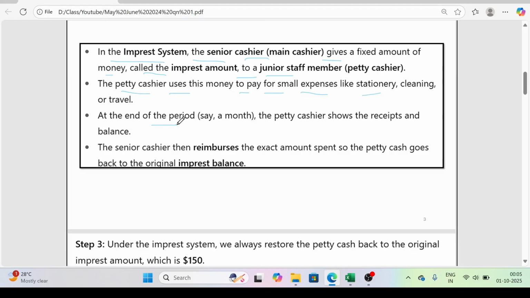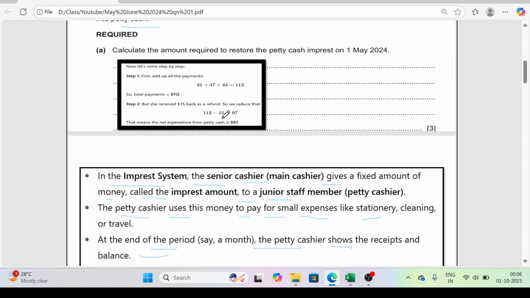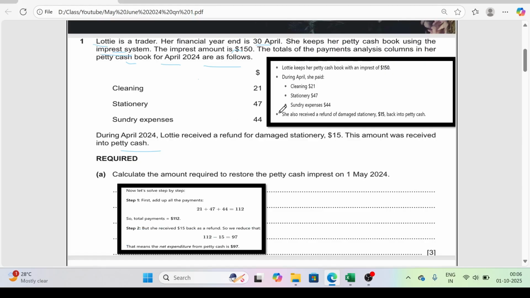At the end of the period, that means the month, the petty cashier shows the receipts and balances. The senior cashier then reimburses the exact amount spent, so the petty cash goes back to the original imprest balance. This is a very important point, note it down. This is called the Imprest system. So let's begin.